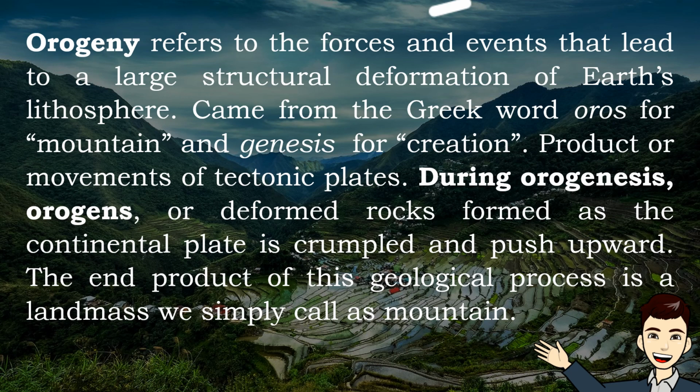Product or movements of tectonic plates. During orogenesis, orogens, or deformed rocks, form as the continental plate is crumpled and pushed upward. The end product of this geological process is a landmass we simply call a mountain.